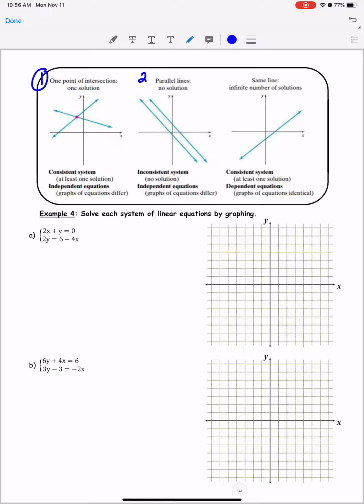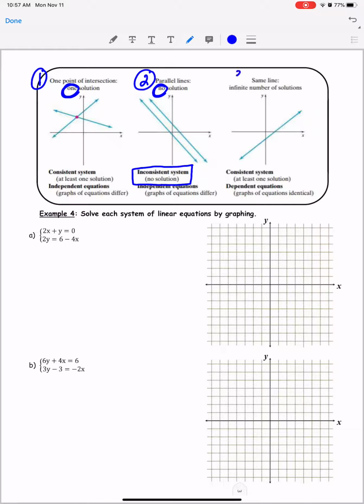The second thing that's going to happen is that you're going to have parallel lines, and you are going to have no solution. Okay, no solution. So this one is considered inconsistent because it has no solution, but they are still two separate lines, so it's still an independent equation.